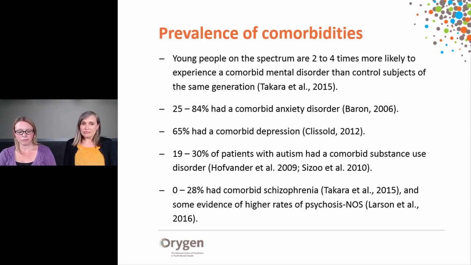So we know that 65% also experience a comorbid depression. That perhaps isn't surprising when we think about so many young people experiencing anxiety, and we know that anxiety and depression often go hand in hand. And around 19 to 30% of young people with autism also had a comorbid substance use disorder.